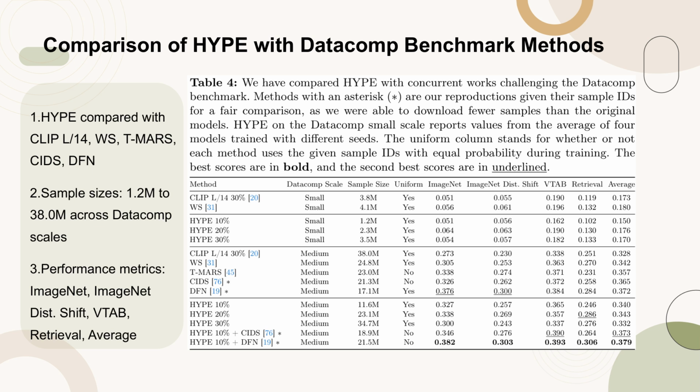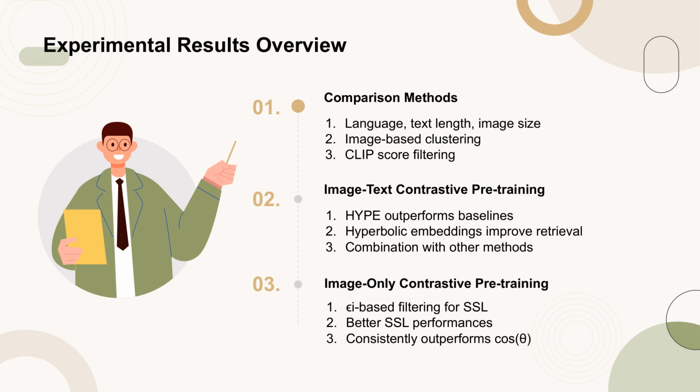Each method's performance is measured across several key metrics: ImageNet accuracy, ImageNet distribution shift, Visual Task Adaptation Benchmark (VTAB), retrieval performance, and an average score. The table highlights the best and second-best scores, providing a clear view of HYPE's competitive edge in the image-text contrastive learning domain. In this section, we discuss the comparison methods used in our study.